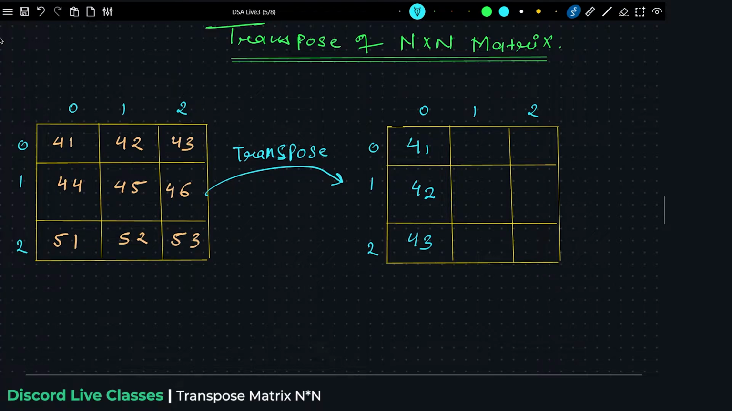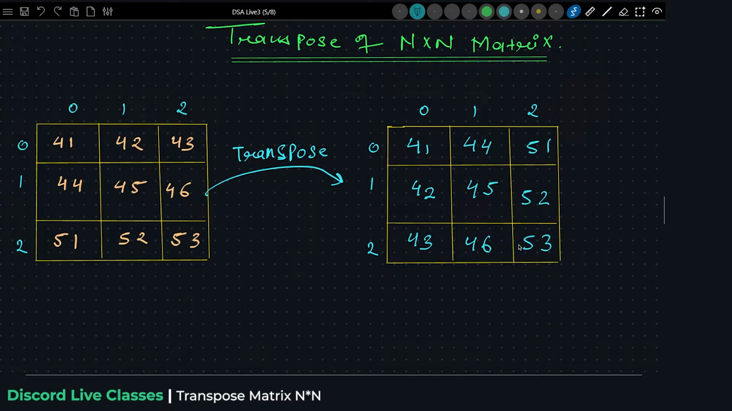Can anybody tell me what I would get as the second column? 40, 44, 45. This is very good. And the third column, 51, 52, 53. You can observe one thing: the diagonal elements remain the same. Diagonal elements do not change. We have already seen this many times in our previous class: diagonal elements will not change when you find the transpose of any matrix.